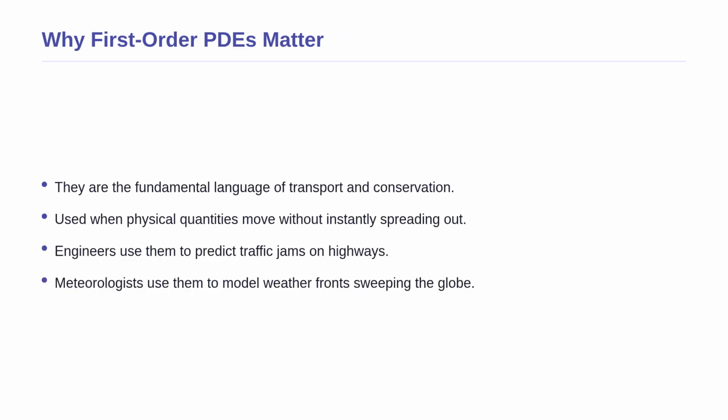Before we finish, let us understand why these equations matter in the real world. First-order partial differential equations are incredibly important because they are the fundamental language of transport and conservation. Whenever a physical quantity moves from one place to another without instantly spreading out, a first-order equation is used to model it. Without these equations, engineers could not predict how traffic jams propagate backward down a highway, and meteorologists could not model how sharp weather fronts sweep across the globe. They provide the mathematical foundation for understanding how shapes and concentrations shift through space over time.